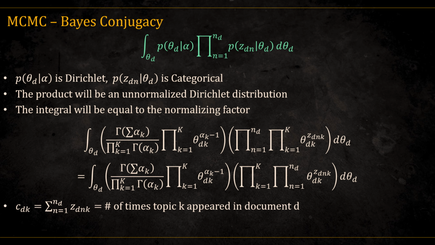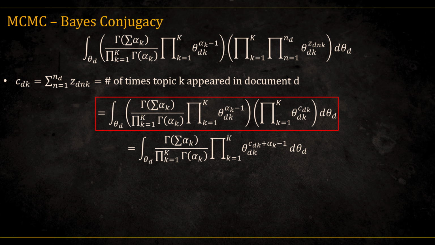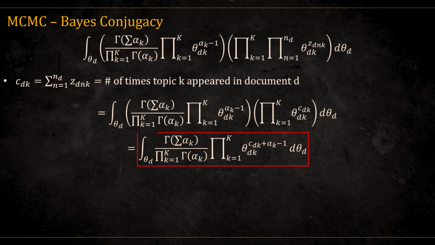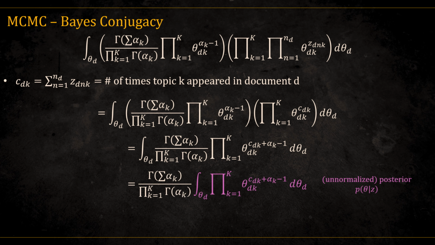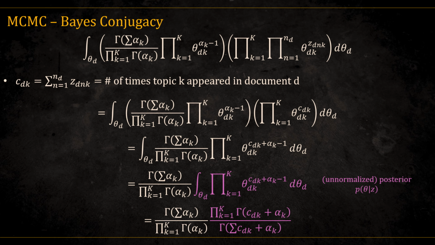We'll denote by C of dk the sum of the z's over n. That is the number of times topic K appeared in document D. So we can write the product like this. Now we can unite the product over K and get this. We can take the normalizing constant of the Dirichlet prior out of the integral and get this. Since this is an unnormalized Dirichlet posterior distribution of p theta given z, we know that the integral will be equal to 1 over the normalizing constant of this posterior, that is, to this expression.